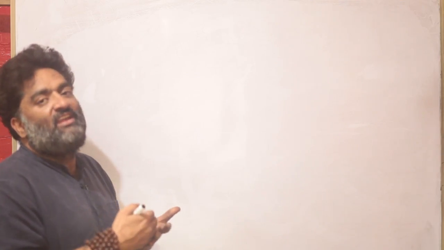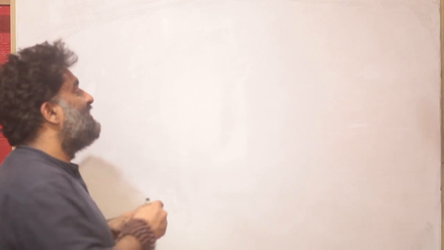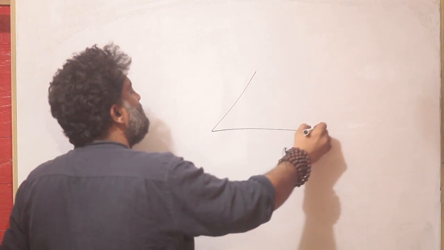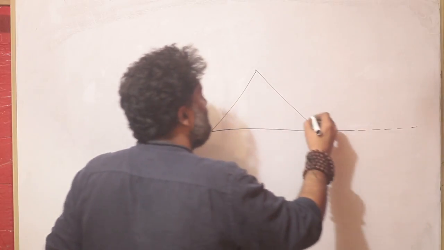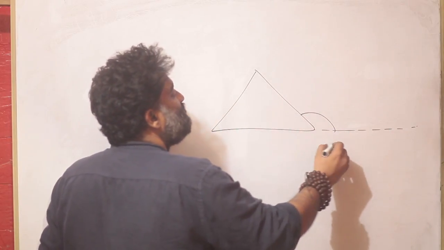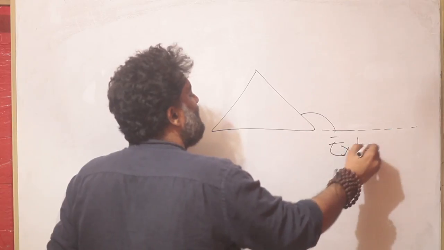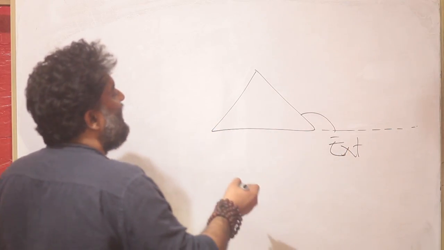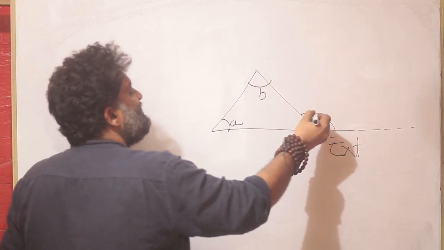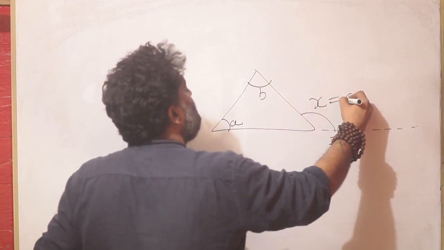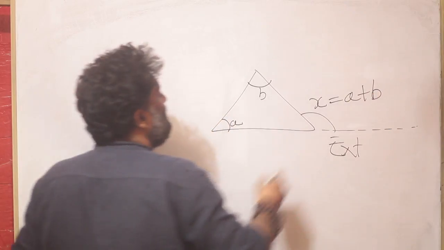So staying with the idea of these formulas as tools, a very common result you'll be using is that if I extend the side of a triangle, the angle formed is known as the exterior angle. And say this angle is A and this angle is B, this exterior angle X is going to be equal to A plus B.